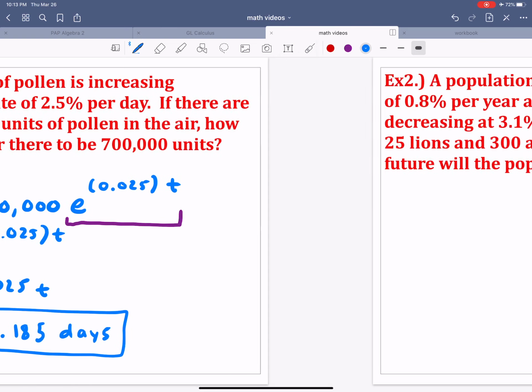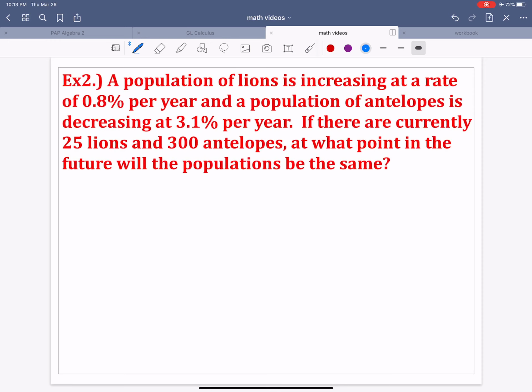Let's try another one. Okay, here's number 2. The population of lions is increasing at a rate of 0.8% per year, and a population of antelopes is decreasing at 3.1% per year. I'll let you connect the dots and try to figure out what's happening here.